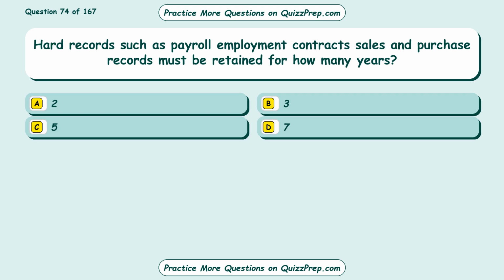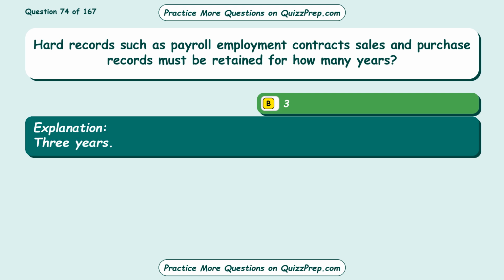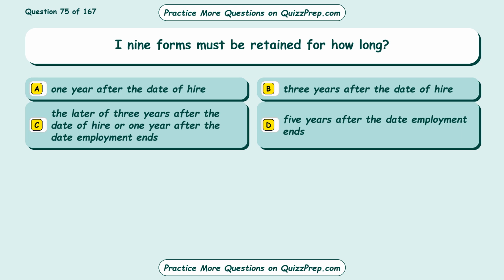Question 74. Hard records such as payroll, employment contracts, sales and purchase records must be retained for how many years? Option A, 2. Option B, 3. Option C, 5. Option D, 7. The correct answer is option B, 3. 3 years.